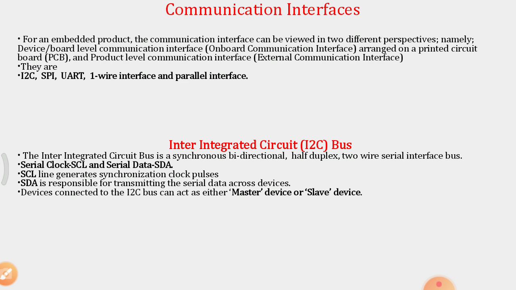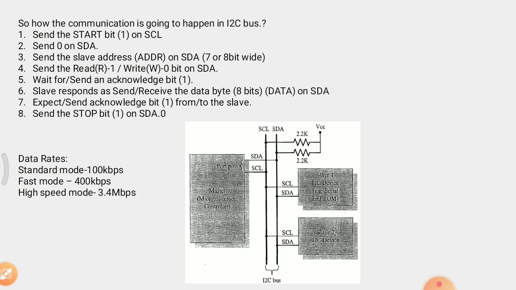So the devices connected to the I2C bus can act as either a master device or a slave device. So the master-slave model is connected here. Here we can see how the communication is going to happen between a master and a slave device. Here are some of the steps, we'll go through that.